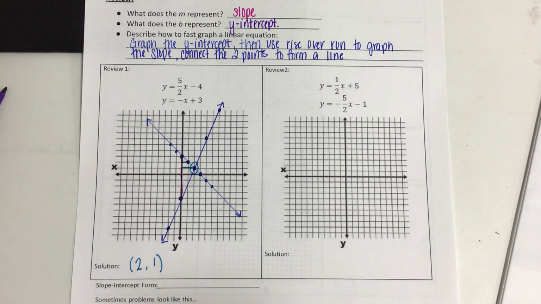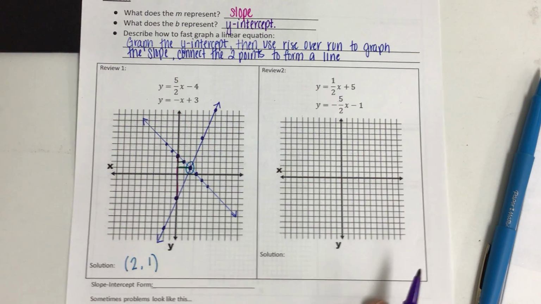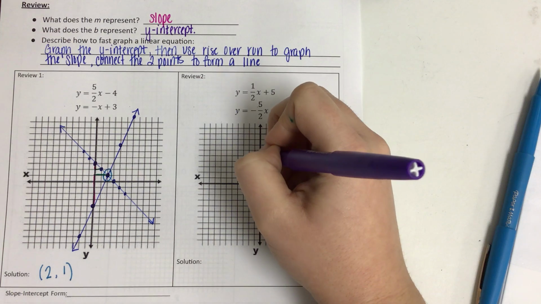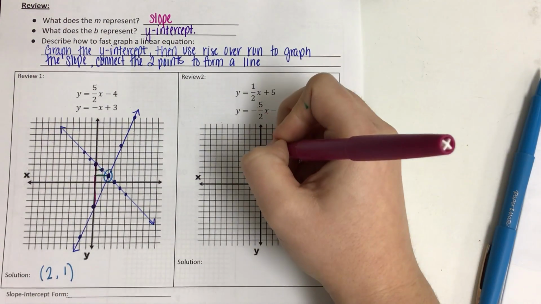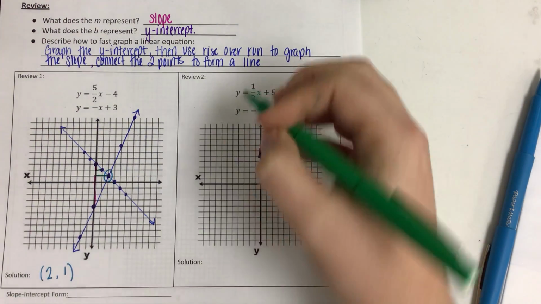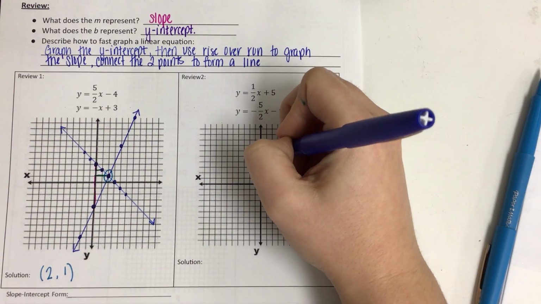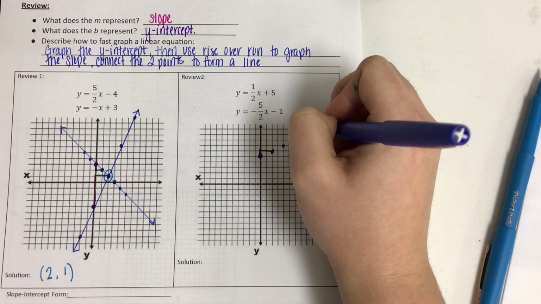For the second one, our first equation is y equals 1/2 x plus 5. So we're going to begin at positive 5. Our slope is 1/2, so we're going to rise 1, run 2 to get our new point. We'll continue that pattern all the way through our graph.